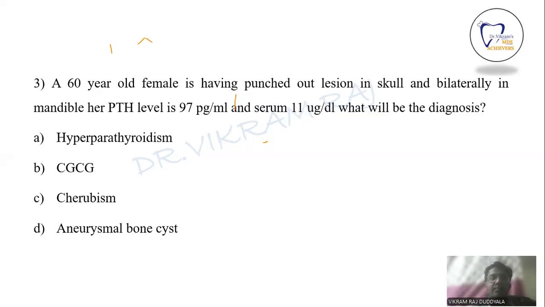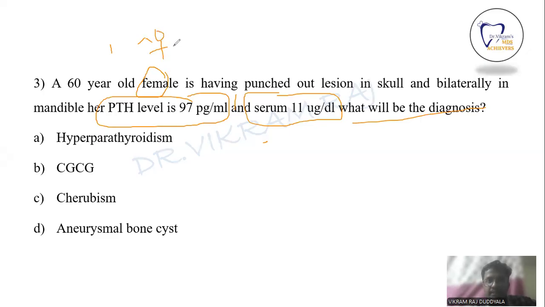mandible. Her parathyroid hormone level is 97 picograms per ml and serum calcium is 11 milligrams per deciliter. What will be the diagnosis? Here you have to understand females. Females are much more commonly affected by certain diseases, so you have to analyze. They have punched-out lesions in the skull and bilaterally in the mandible, and thereafter the PTH level, that is parathyroid hormone level, is 97 picograms per ml, and serum it is going to be 11 per deciliter.